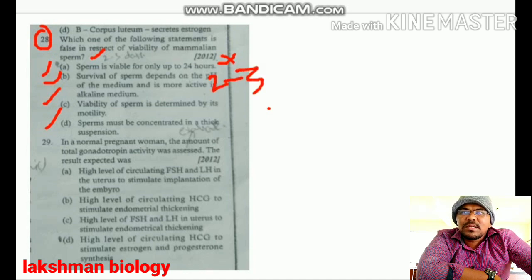If you see option B, survival of the sperm depends on the pH of the medium. Yes, it's correct, and sperm is more active in alkaline medium compared to acidic medium. Option C, viability of sperm is determined by its motility. Motility means movement. Yes, that is correct. Option D, sperm must be concentrated in thick suspension. Yes, sperms are concentrated in thick suspensions produced from the male reproductive glands. Options B, C, D are all correct. The wrong option is A. Hence, A is our answer for question number 28.